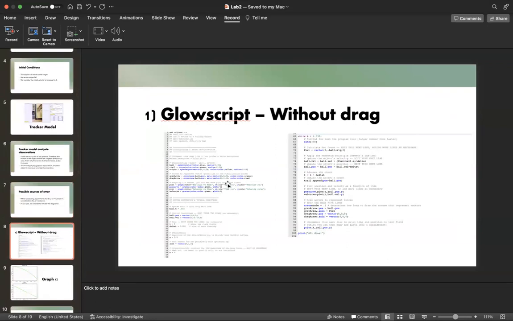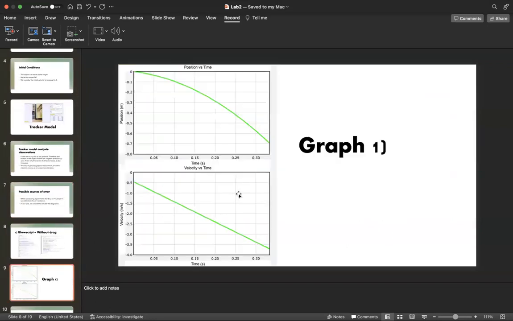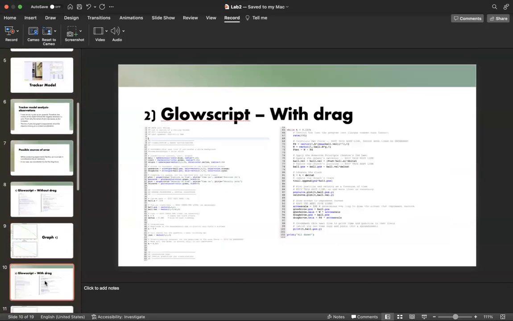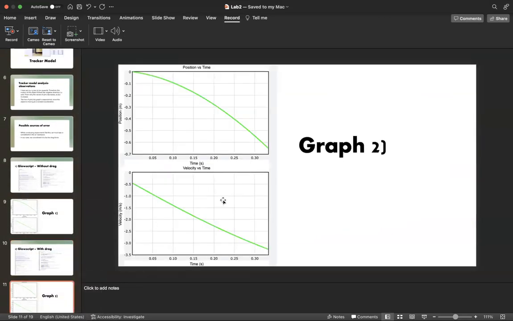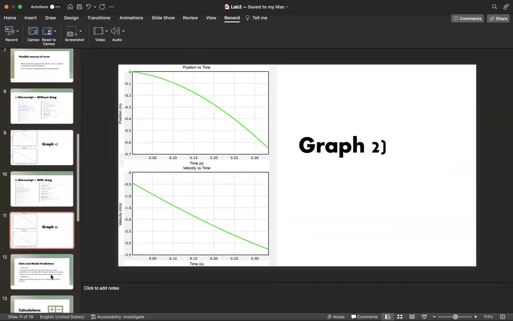This is my GlowScript code without the drag. This is the graph for the GlowScript without the drag. This is my GlowScript code with the drag, and the graph with the drag force.